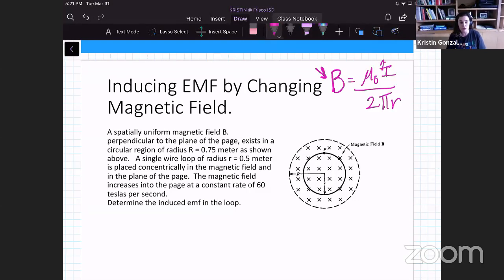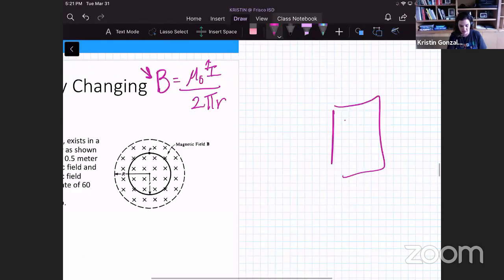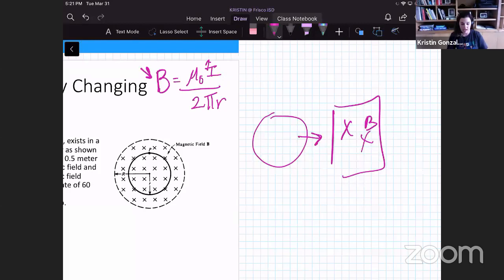I could also move my wire. So if we look at a region where I have a magnetic field and I have a loop, I can move my wire closer or further away from that. And that's going to change that r value. And as we decrease r, that's also going to increase the field.